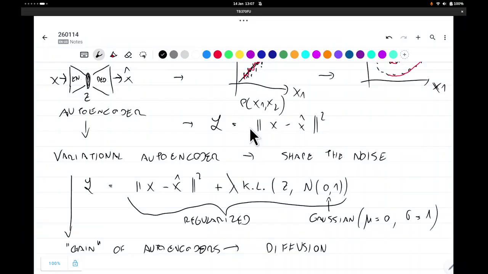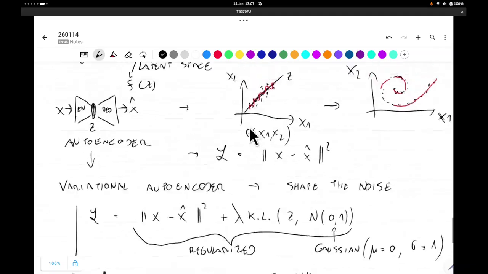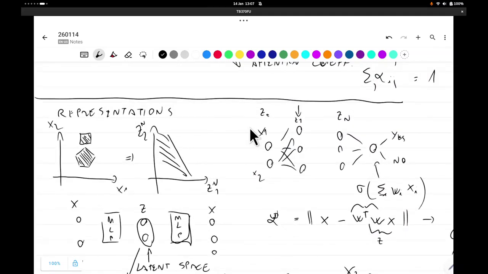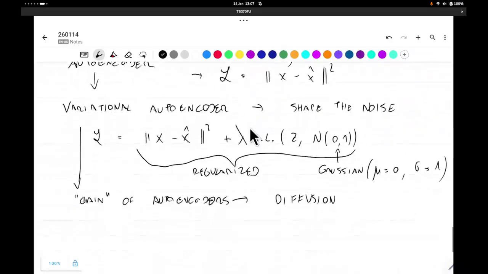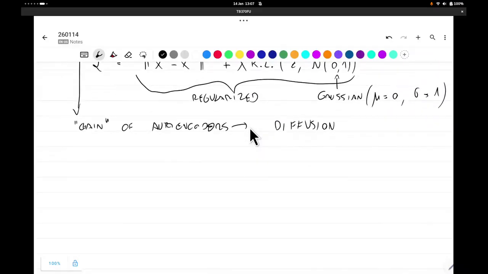So let me just introduce what I wanted to say. I started talking about representations. In general, what is a representation in a neural network? In short, it is how the input is transformed in any layer of the network, right?